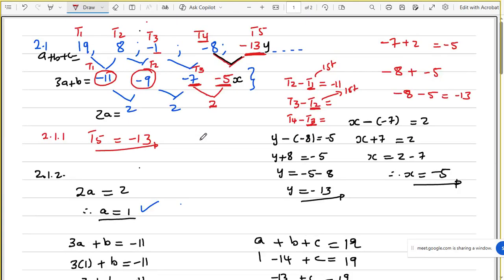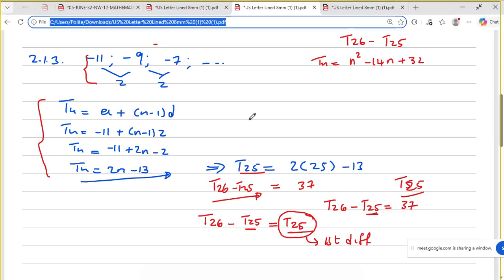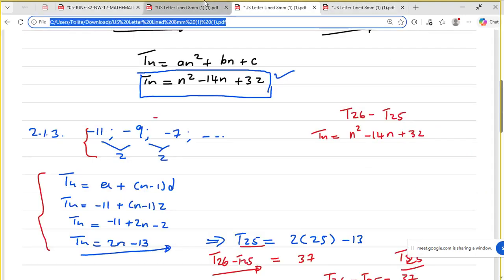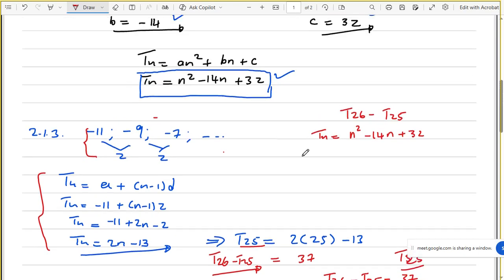We can see that T1 is T1 of the first difference, T2 is T2 of the first difference, T3 the same, so this also tells you that 25 there will be T25 of the first difference. So now the question wants us to find, from the quadratic equation, the difference between those two. Now let's go to that method you wanted us to use. I think that method will also be correct because it will give us the same answer.